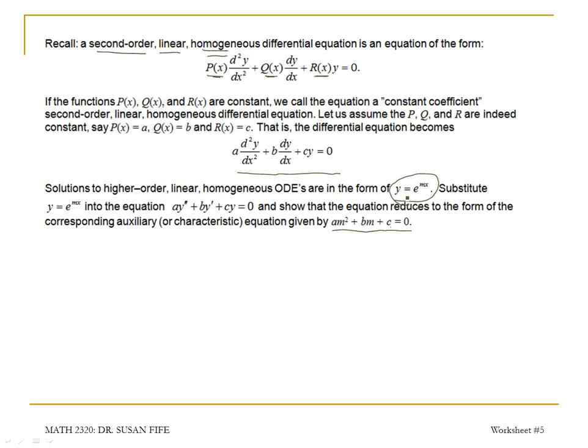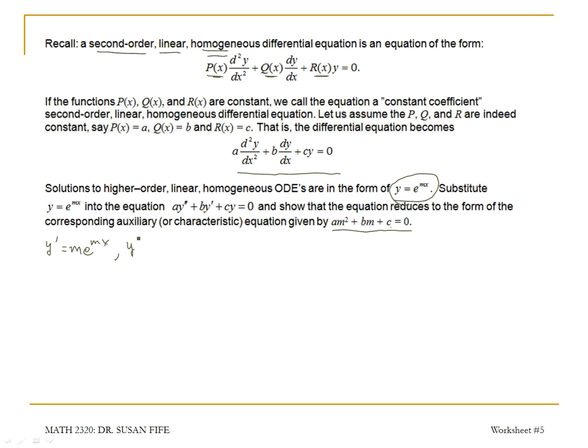So let me show you how it reduces. Here I have y equals e to the mx. When I substitute in, I'm going to substitute in for y prime, and for y double prime. So I'm going to find my first derivative, y prime. Remember, to take the derivative of an exponential function, you want to take the derivative of the exponent, which is m. That comes down, and then your exponential function comes back. So y prime is m e to the mx.